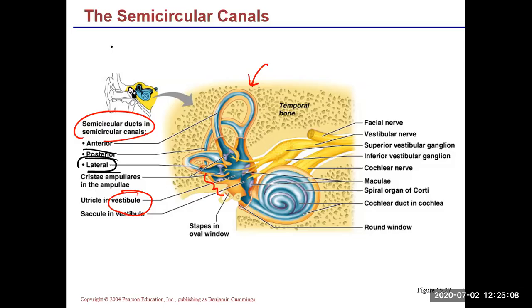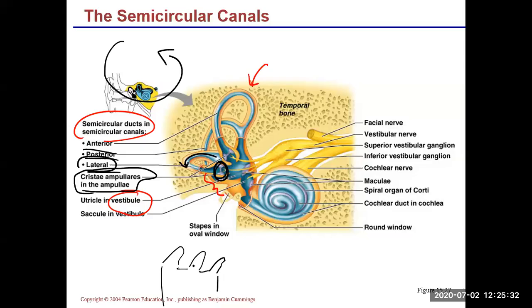Let's say that you're rotating this way, like an ice skater. The fluid in here is going to rotate that way. And again, the receptors are right over here. These are known as crista ampullaris. They detect that because the rotating fluid is going to cause these stereocilia to bend. As a result, same thing, it opens up the cation channel, cations go in and cause a depolarization, and you feel like you're rotating.